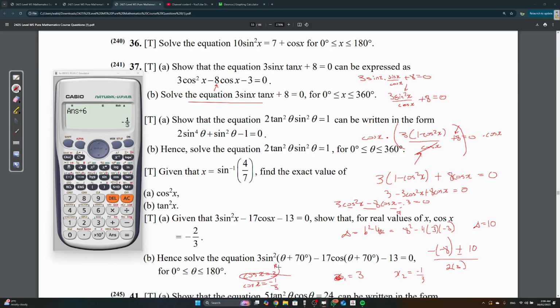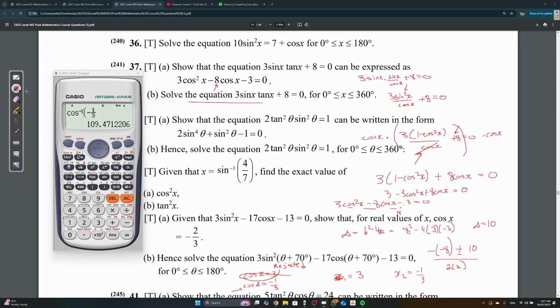The first one is rejected. Why is it rejected? It's rejected because remember, cosine x has to be between minus 1 and 1. So we're left with this. Let's solve it. Shift cosine minus 1 over 3.